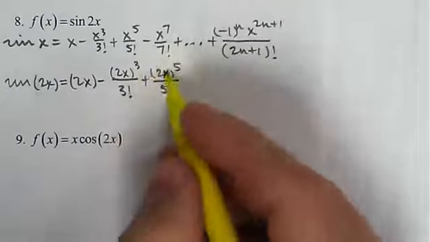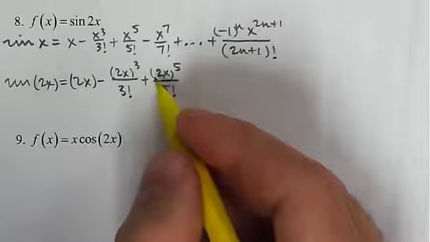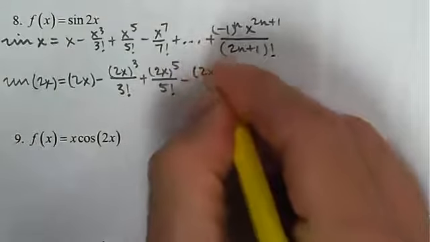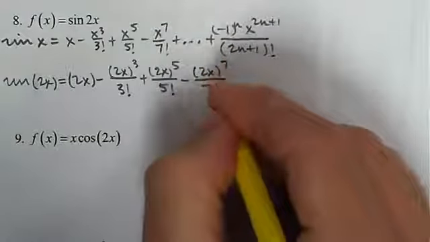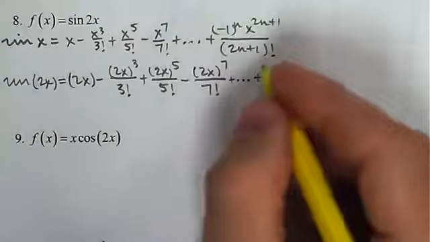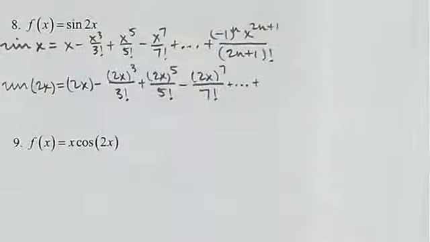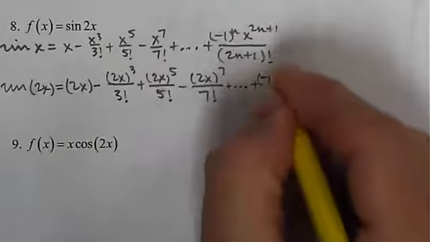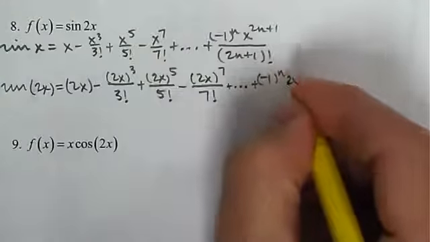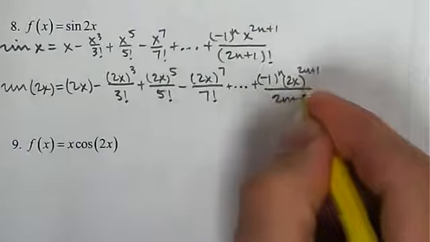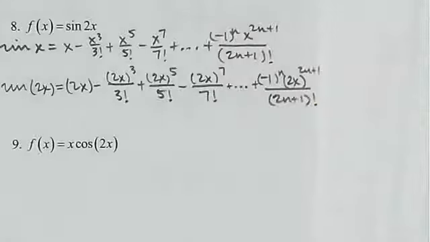And it's all good because I know what 2 to the 5 is, but it would take me quite a while to think about 2 to the 7, and that's a place where a person could potentially make an error, so I'm just going to leave it as (2x) to the 7. And then negative 1 to the n, (2x) to the 2n plus 1 over (2n plus 1) factorial.